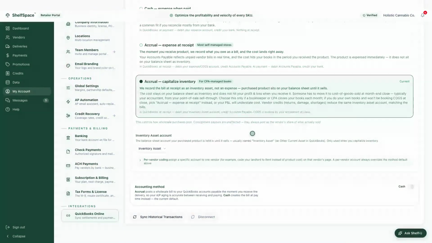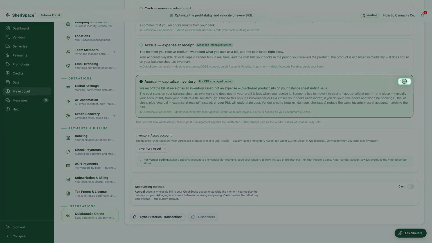Only your accounting admin can make it, and you can switch back to expense at receipt the same way, anytime. From now on, every wholesale purchase capitalizes to inventory. Vendor credits reduce that same account, and your accountant books the cost as it sells at close. Set it once, and your books stay right.